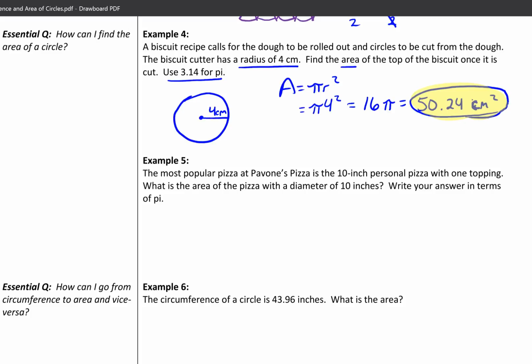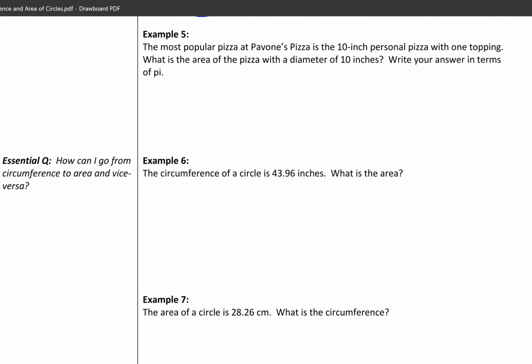All right, let's look at our last area question. The most popular pizza at Pavon's Pizza is the 10-inch personal with 1 topping. What is the area of a pizza with a diameter of 10 inches? And we're going to write our answer in terms of pi. That means pi is in the answer.